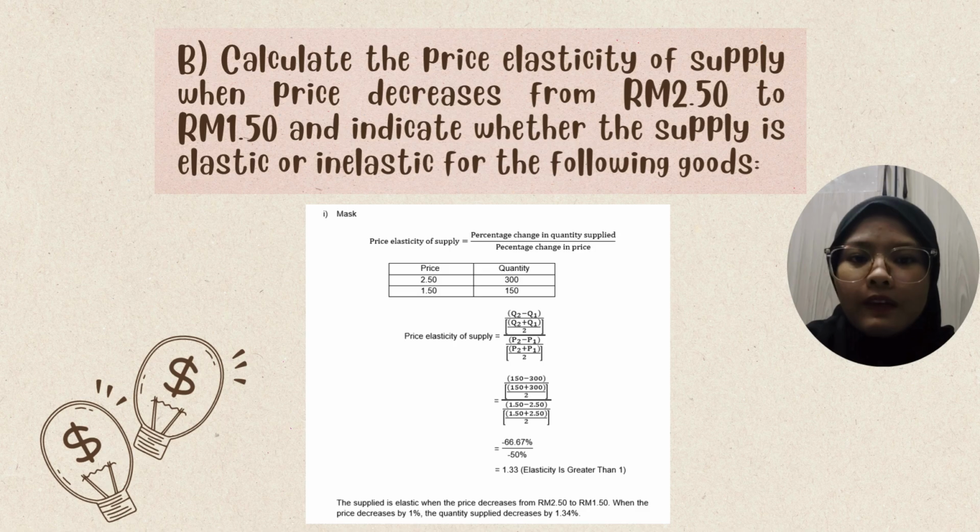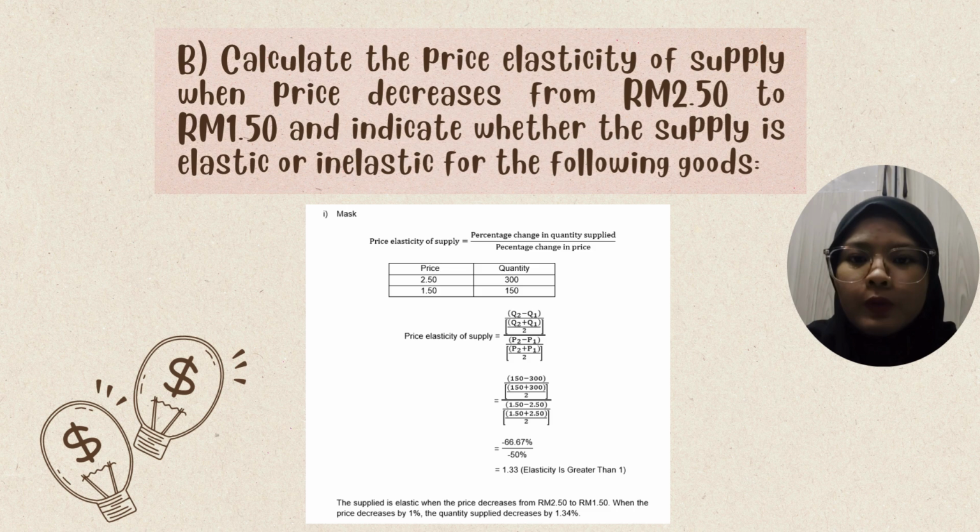We use the formula: price elasticity of supply equals percentage change in quantity supplied divided by percentage change in price. We will apply this using the midpoint formula to get a more accurate result. This avoids any bias depending on which number we start with. Let me break it down.